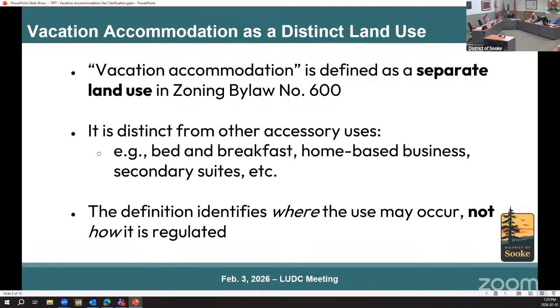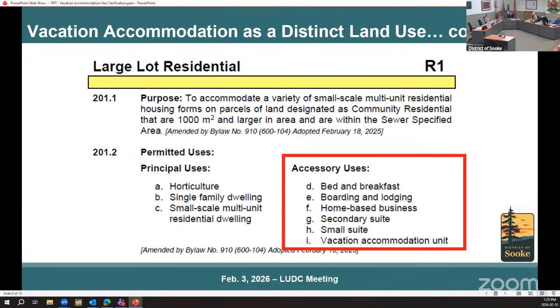Vacation accommodation is defined in the zoning bylaw as a distinct land use, meaning that throughout the residential zones, you'll see vacation accommodation units specifically listed as a permitted accessory use, similar to the way that bed and breakfast, home-based business, and secondary or small suite are presented. Here's an example of vacation accommodation unit listed in the R1 zone as a distinct accessory use alongside bed and breakfast, home-based business, and others.